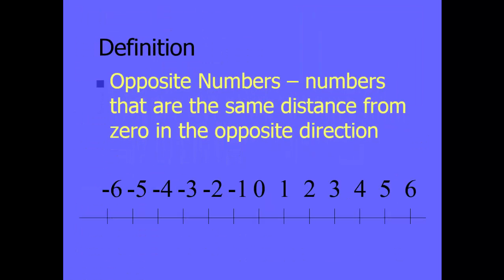First, let's look at this definition. The opposite of a number: numbers that are the same distance from 0 in opposite directions. Those are called opposite numbers. They're also called additive inverses. So -3 might represent a $3 loss. +3 would represent a $3 gain. And those are opposite numbers because they're on opposite sides of 0 and they are the same distance from 0. You can see -3 is 3 units to the left of 0 and +3 is 3 units to the right of 0. Those are opposite numbers.